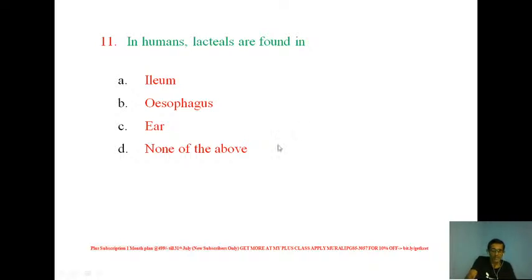What is lacteal? Do you know? Lacteals of villi. It is important for the absorption of fatty acid and glycerol, isn't it? After the digestion of lipid. So lacteals of villi are present in the small intestine. So ileum.